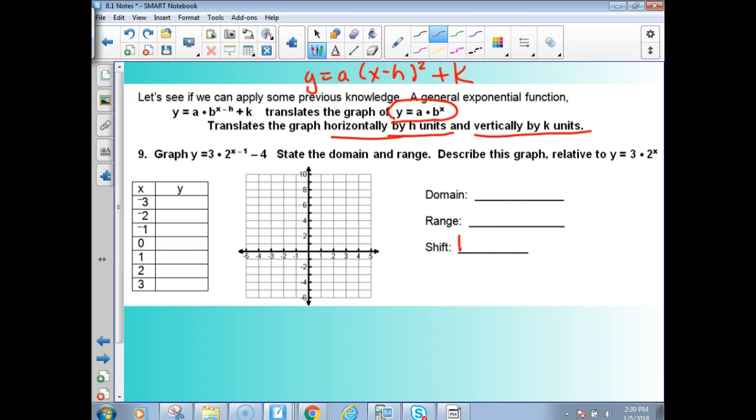Okay, shift horizontally, right 1. And vertically, that 4 shifts it down 4.